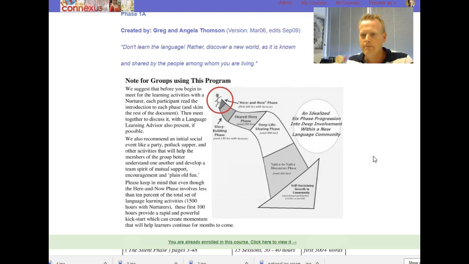So we're going to jump right into this. Before you have your first lesson, I highly recommend that you carefully read over the introduction to Phase 1A that I have here for you. Make sure you prepare yourself for each lesson ahead of time and have all of the materials that you need before you start. And I promise you it's going to be an enriching and fun experience.